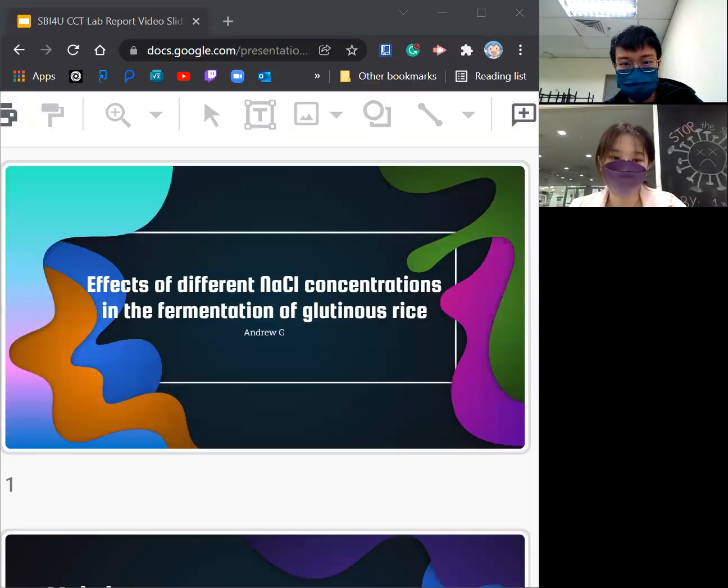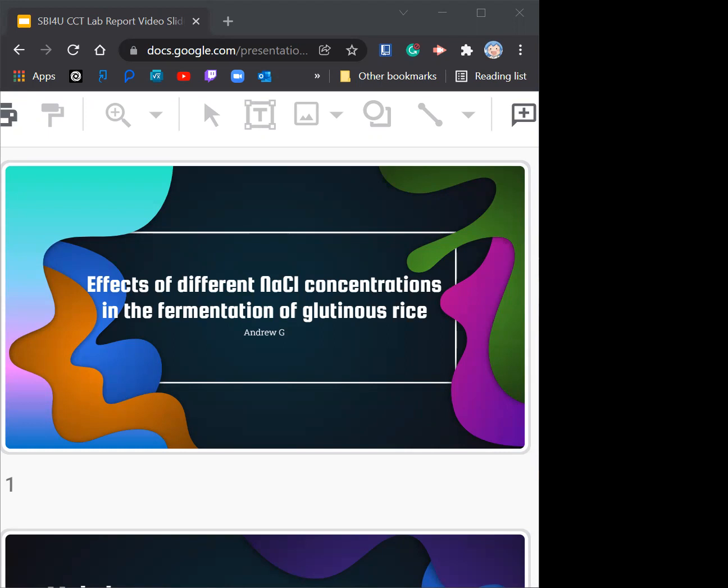So for my group, we did the effects of different NaCl concentrations in the fermentation of glutinous rice. However, my stuff compared to their stuff is way more accurate because I didn't use urine strip tests or pH strips. I instead used a digital pH meter to record my data. So the numbers that you are going to see are to two decimal places.